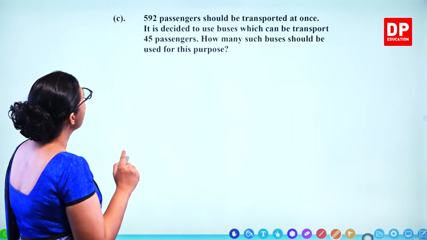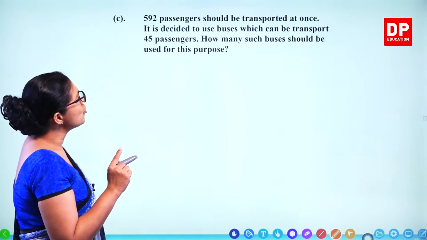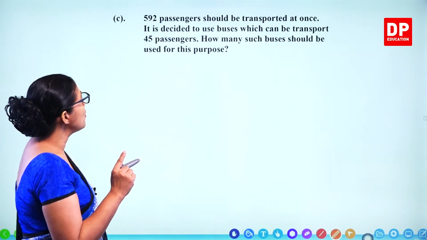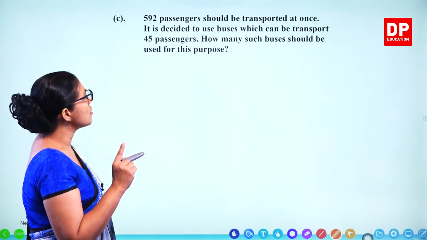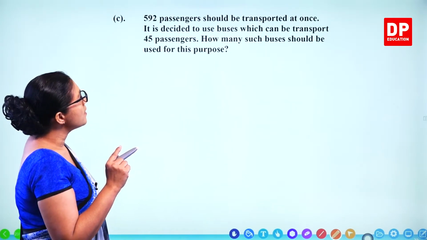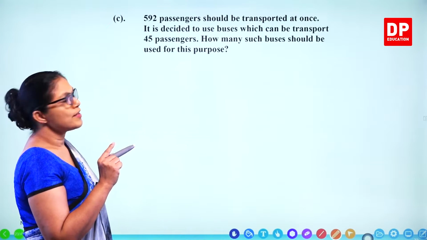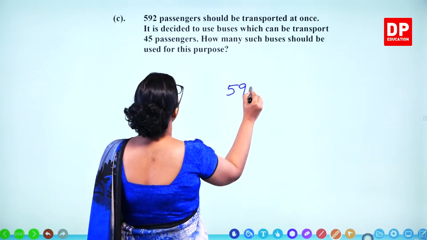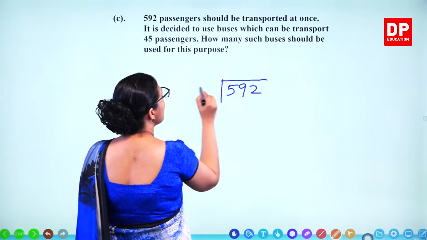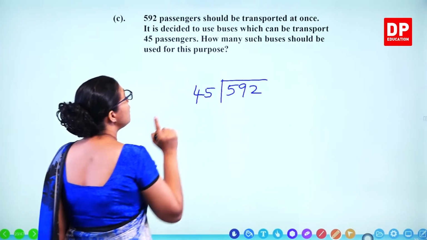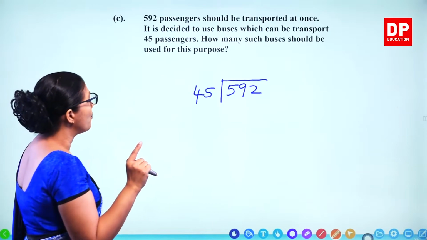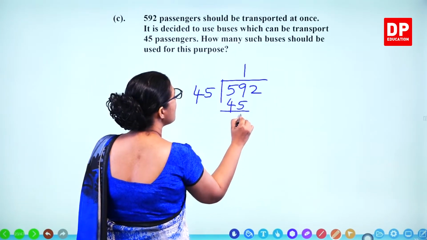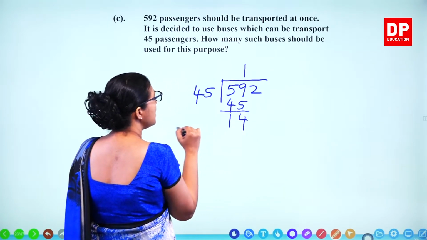Part C. 592 passengers should be transported at once. It is decided to use buses which can transport 45 passengers. How many such buses should be used for this purpose? So we'll divide and see how many buses needed. 592 divided by 45 because each bus only 45 passengers can go. 45 times 1, 45. What's the remaining part? You get 14 there.